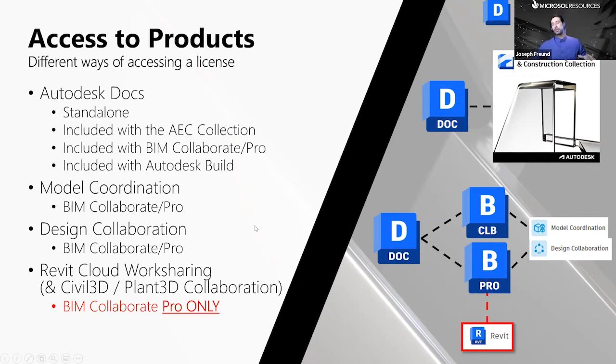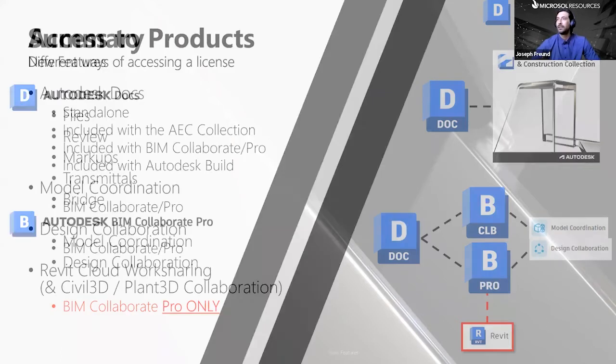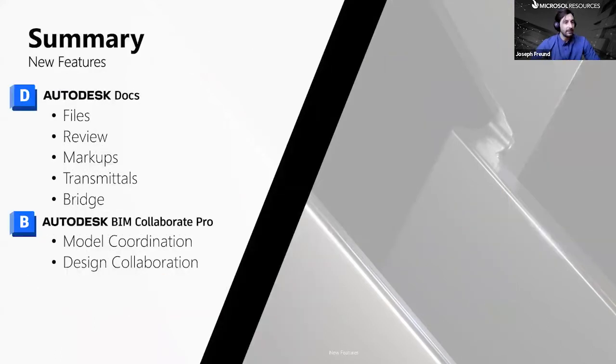Usually we'll see project managers or anyone that needs to perform clash detection in the cloud and coordinate these models, but they don't need to be actively editing a Revit model, then BIM Collaborate is the best product for them. But anytime that you need to be editing that Revit Cloud model, that's where BIM Collaborate Pro will be necessary. So those are the ways that you can access these products. And let's get right into the new features then.